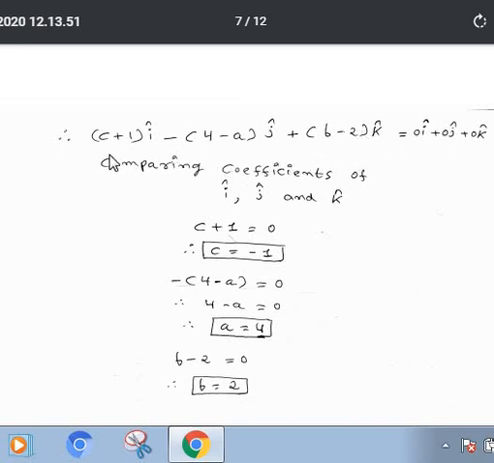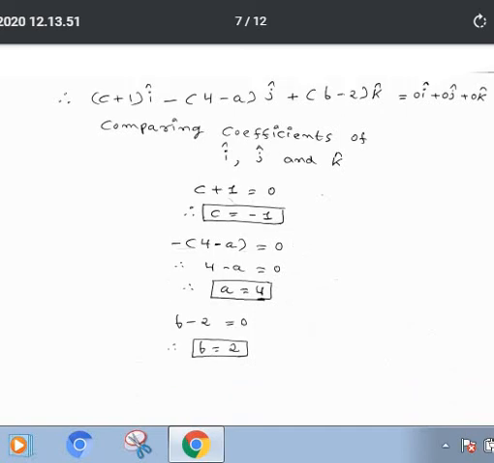Now comparing both sides, we have c plus 1 equals 0, so the value of c is minus 1. Minus of 4 minus a equals 0, so the value of a is 4. And finally b minus 2 equals 0, so the value of b equals 2. So these are the required values of a, b, c for the given vector field to be irrotational.